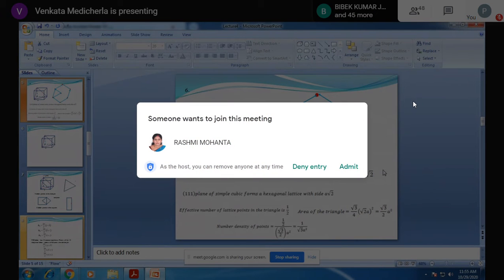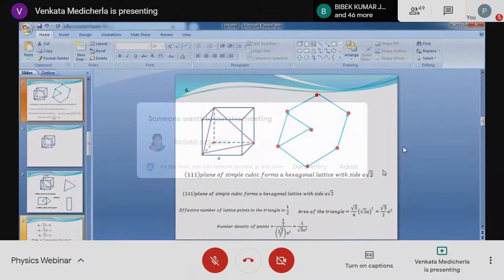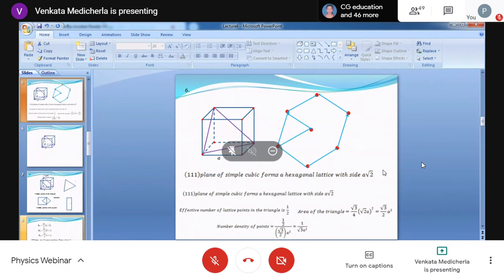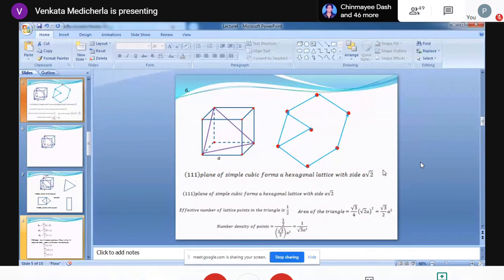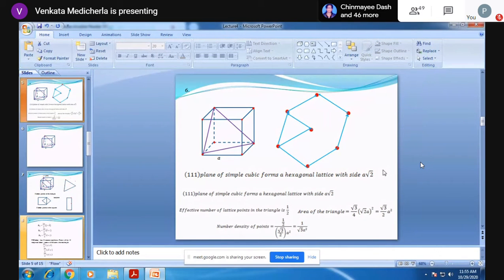If you want to know how you can say it is a hexagonal lattice, just take the triangle and keep on translating points, more and more points, to generate. You will see hexagons are formed everywhere. Okay, that you can easily realize. So, the effective number of lattice points in the triangle.